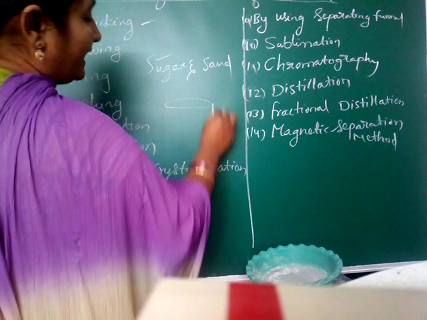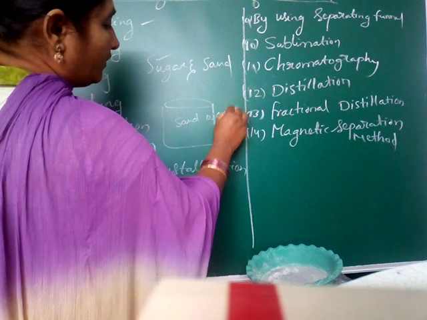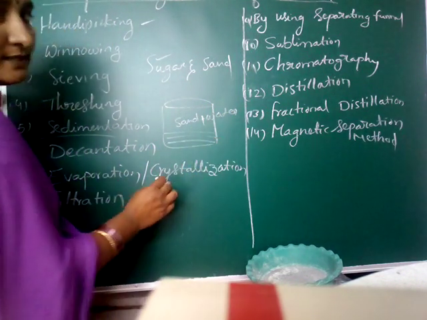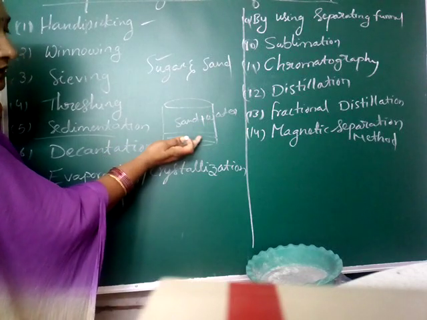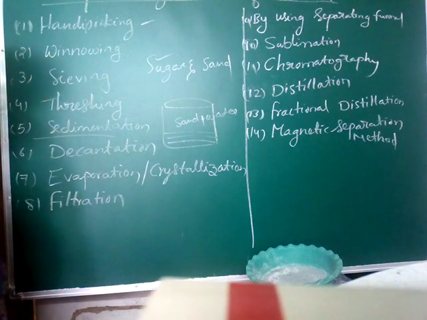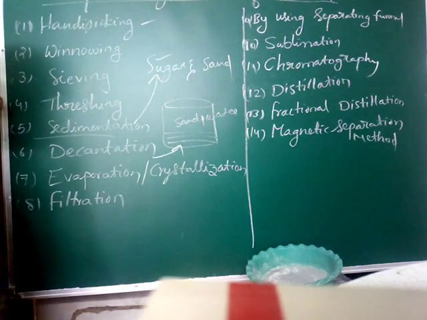Suppose you take sand and water. How can you separate these two? You have to keep it for some time without disturbance. Then the sand will settle down and the water will float above. You can separate it easily. This method is called decantation. That other method is called sedimentation.